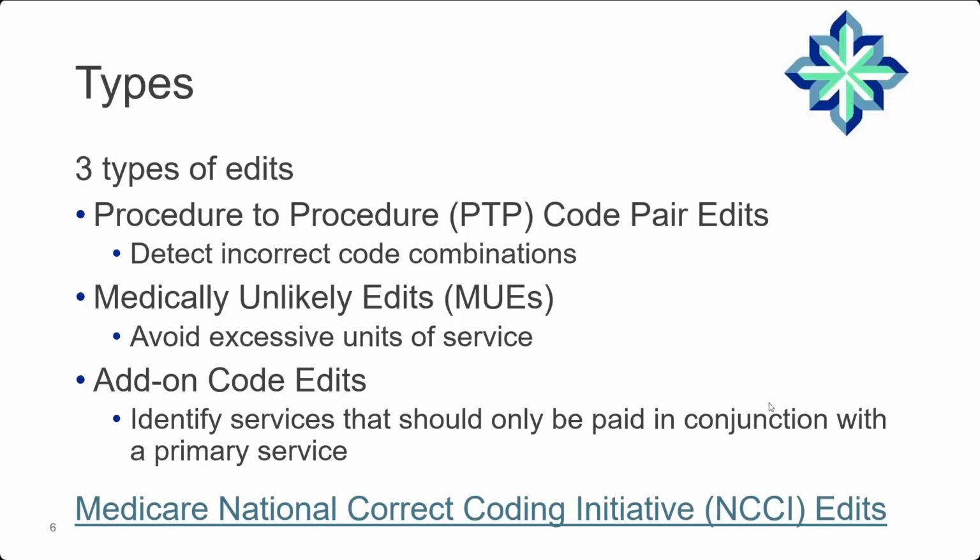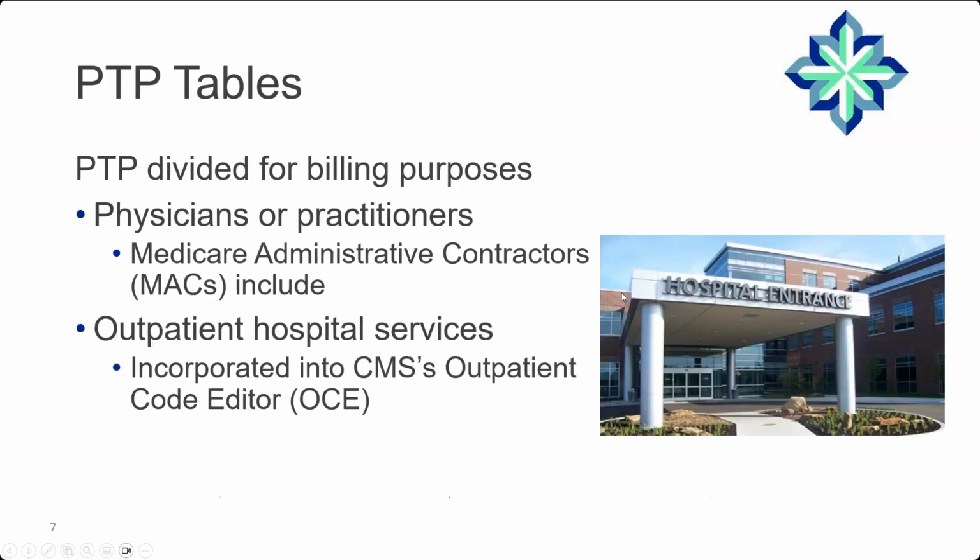Okay. Let's talk a little bit more about the two types of edits that are overridable with a modifier. For the P2P tables, there are two different tables under the procedure to procedure edits. These are divided for billing purposes by the systems that Medicare uses to process claims. The first one is the multi-carrier system, MCS, and is for 1500 claim forms or 837P electronic transactions. These are practitioner edits labeled by CMS, which is what's first mentioned here.